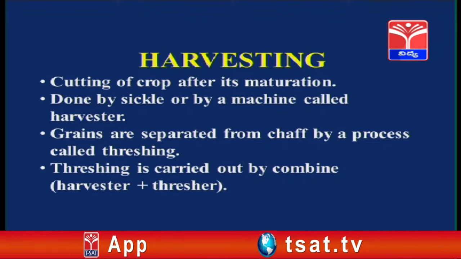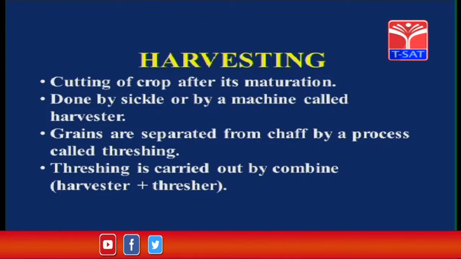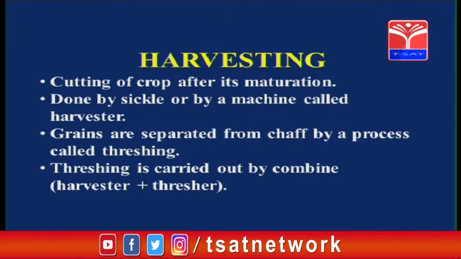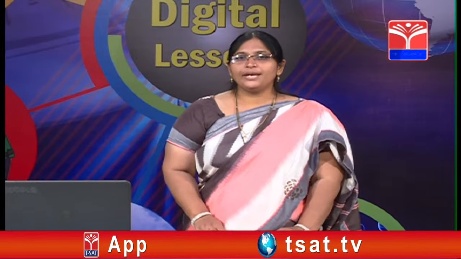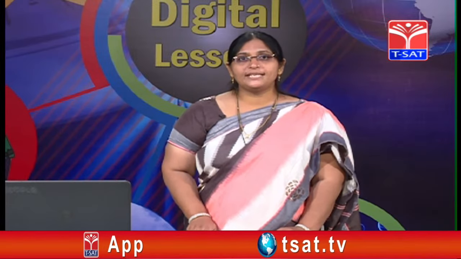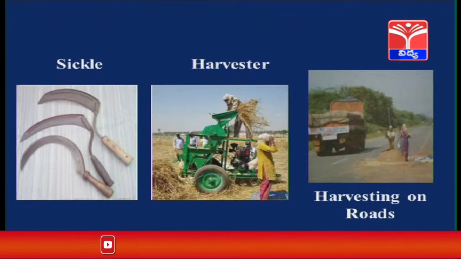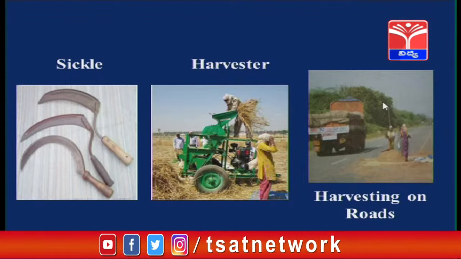And after harvesting, what they will be doing means they will be separating the grains from the chaff. This process is called threshing. And threshing is done by a machine called a combine, and this combine is both harvester and thresher. Is it clear, children? So, here after threshing, what process is done? Winnowing.